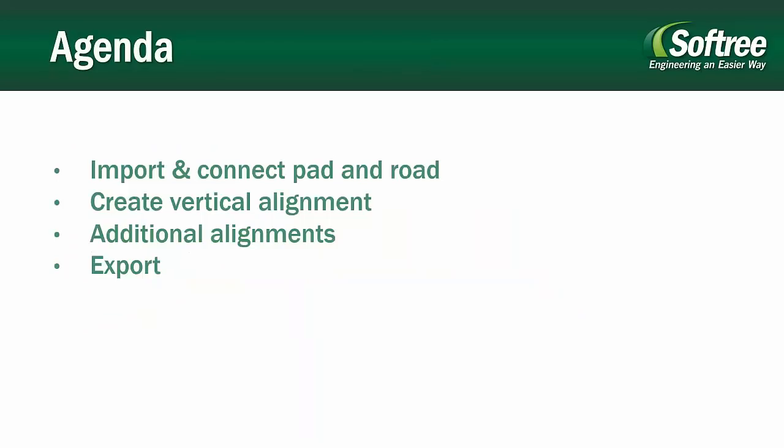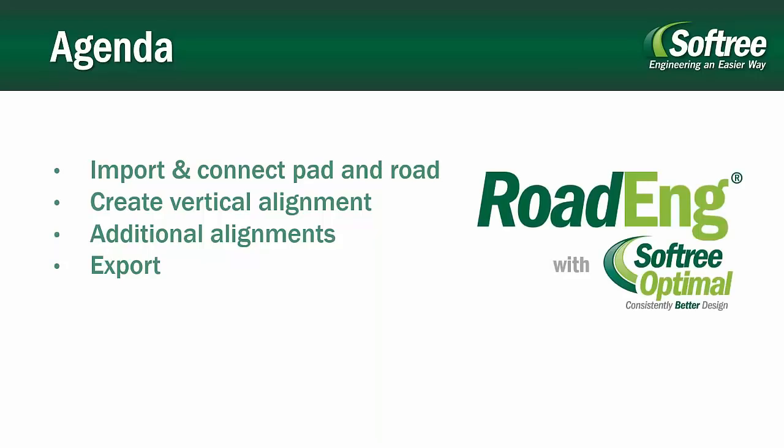Okay, our agenda, it's pretty simple, and this is obviously an agenda written in layman's terms here. So we're going to start off by importing our pads and our initial road that we're going to work with as a land XML, and we'll show you later on when we add additional alignments so we can import additional pads and additional roads. We're going to then connect the pad to the road by creating a reference feature, go through and create our vertical alignment. And we are going to be using the SoftTree Optimal optimization add-on to RoadEng actually to help us create that vertical alignment. It automates that process and it really speeds it up.